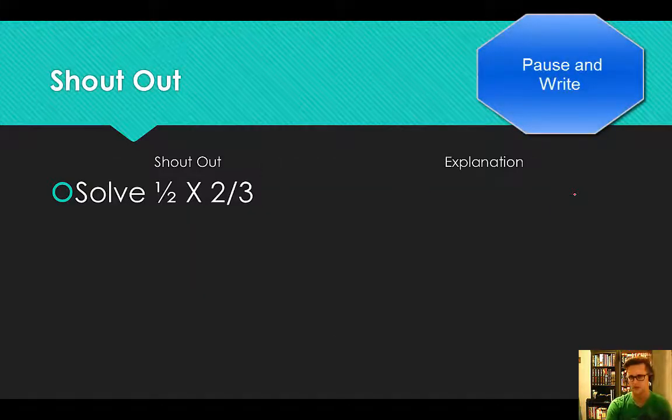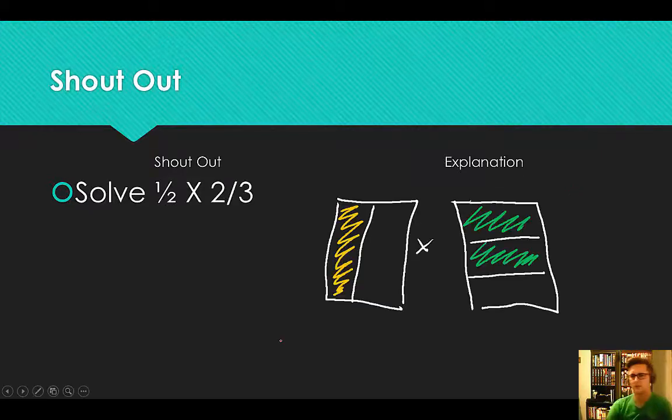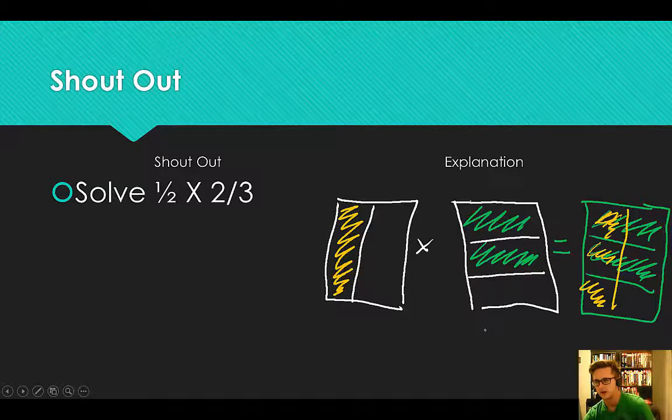So for a shout out, let's try to solve 1/2 multiplied by 2/3. Write the question down and begin by trying to draw your own model. So we can begin with 1/2 right here and 2/3 over here, which would equal, and if we look here, there are 2 squares colored, so that is our numerator, and our denominator would be out of 6. So the answer would be 2/6.